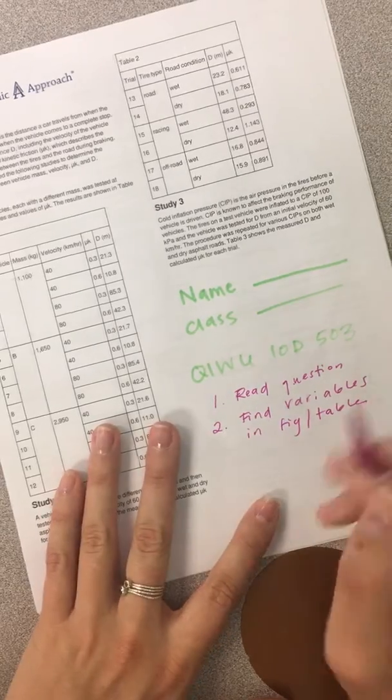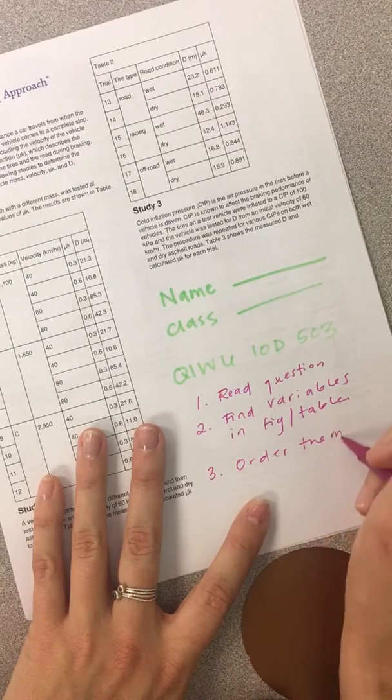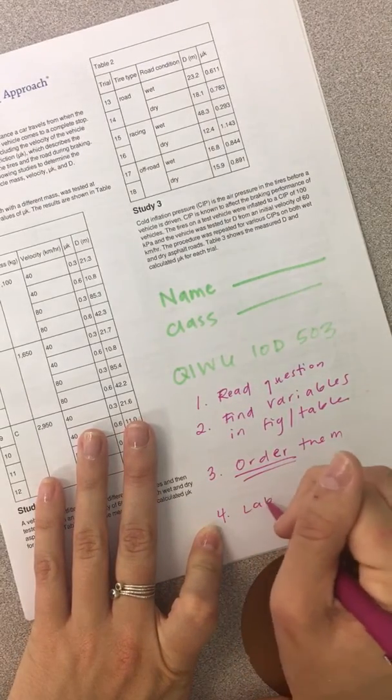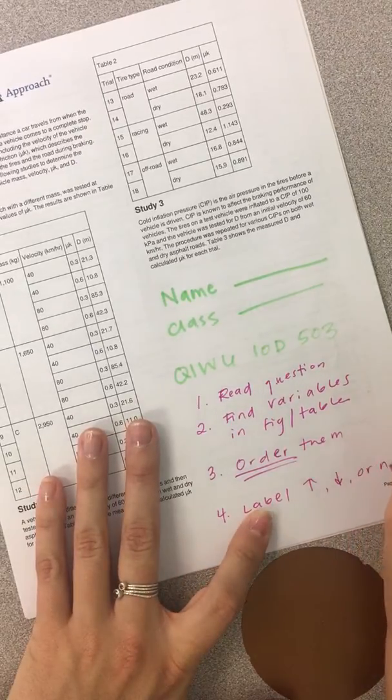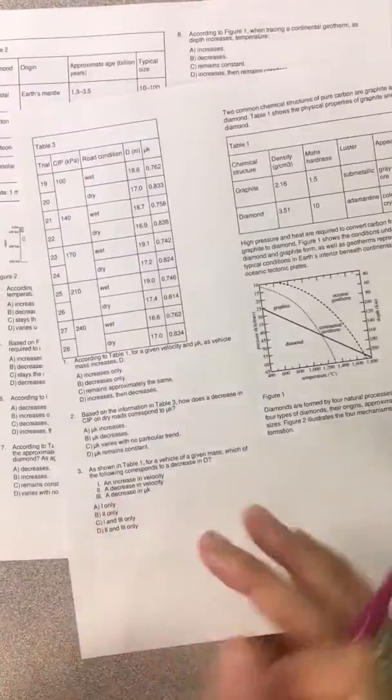in the figure or the table. You order them. That's always really important. They have to be in the correct order. And then you label increasing, decreasing, or no trend. And that's your answer. So let's go to number 1.